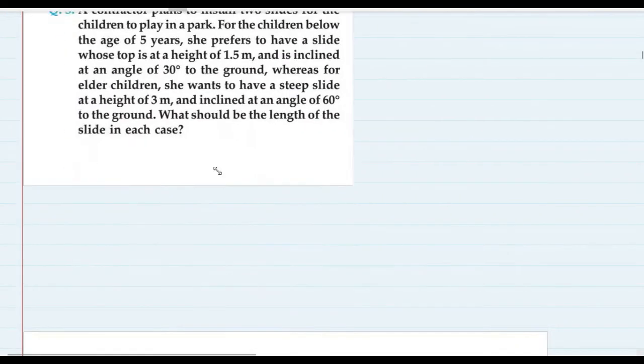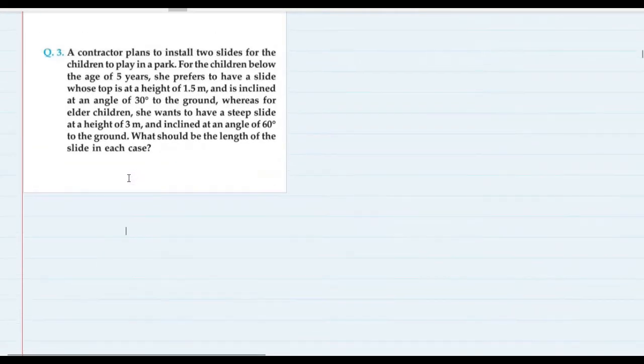Okay, next question. Looks like a long question, and let's see how the figure will be. A contractor plans to install 2 slides for the children to play in a park. For the children below the age of 5 years, she prefers to have a slide whose top is at a height of 1.5 meter and is inclined at an angle of 30 degree to the ground. Okay, so let's draw this slide 1 for children below 5 years.